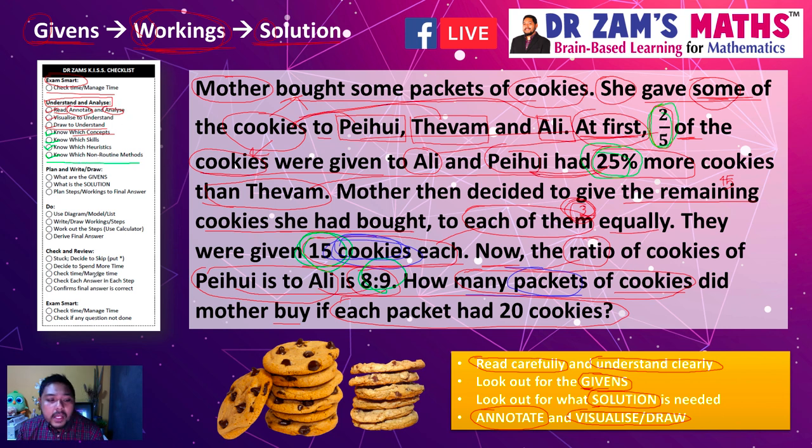Understanding, analyzing. So the next part here is to plan, to plan and write and draw, all right? So how do you plan? For you to plan, you ask yourself, what are the givens and what is the solution, all right? What are the givens and what is the solution? So later, I will go through this in the next stage because right now, it's just understanding and analyzing.